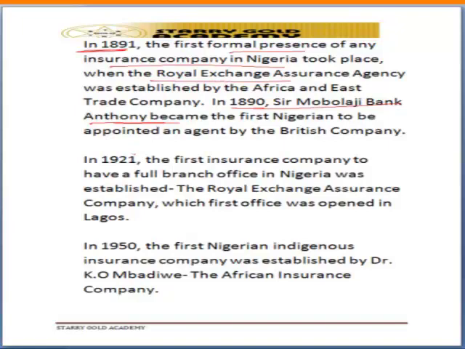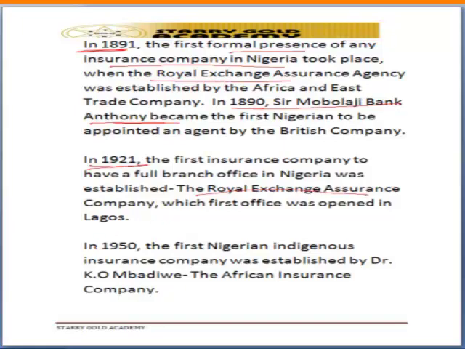In 1921, we've been having agents, but the first insurance company to establish a branch office in Nigeria was the Royal Exchange Assurance Company. That was when a full-blown insurance company established their office, not to operate as an agent, but as a full-blown insurance company here in Nigeria. They were operating from the office in Lagos, the Royal Exchange Assurance Company.